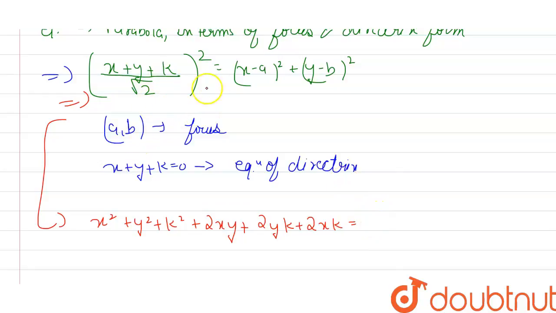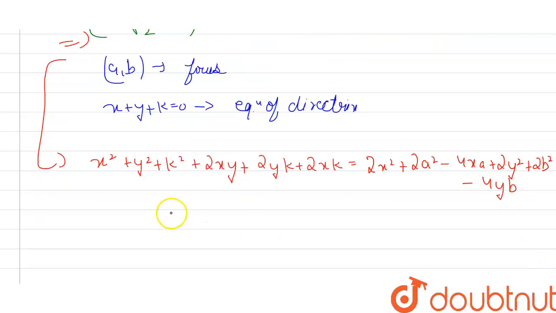So this will become (x minus a) whole square. First of all, we will expand. So this will become 2x square plus 2a square, minus 4xa, because of 2x and this is the product of 2 also. Then plus 2y square, plus 2b square, and the last one is minus 4yb.